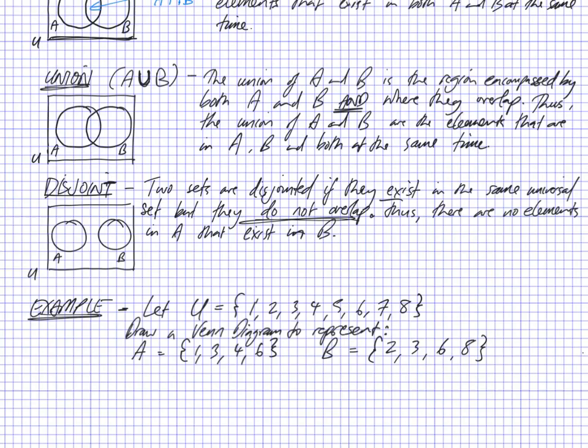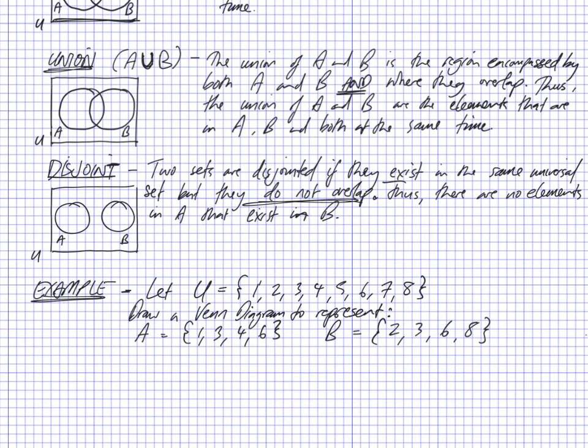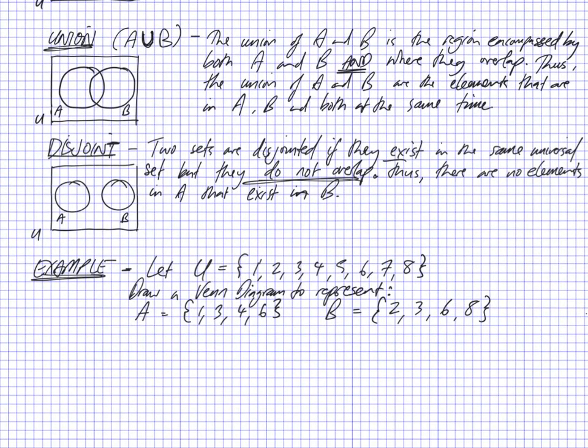Union is another term that you might need to be aware of. Slightly different to intersection. Union of A and B is represented with the A, it almost looks like a capital U, B. The union is the region encompassed by both A and B and where they overlap. So the union of A and B are the elements that are in A, B, and both at the same time.